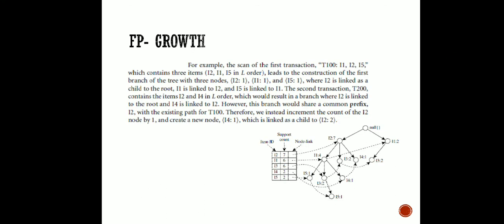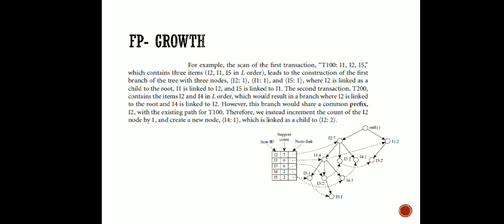Now see how we are finding out the count. If we consider the first transaction, that is T100, which contains these three items I1, I2 and I5, in L order I2 is followed by I1 and then I5, because I1's count is more. You see in the original table, I1 has 6 and I5 has 2. So it is following this pattern: I2, then I1, then I5. I'm talking of the leftmost path. So this is one of the paths we have generated, and this is the first branch of the tree.